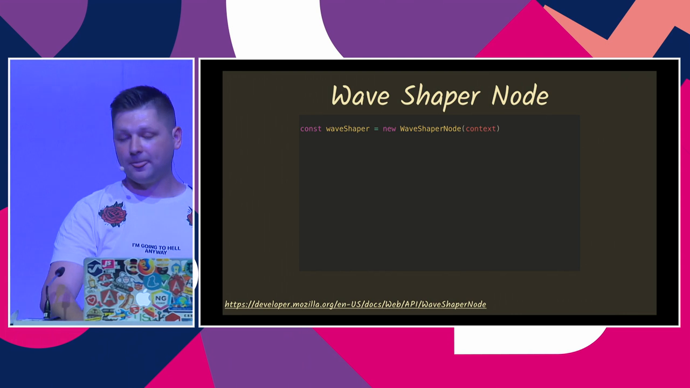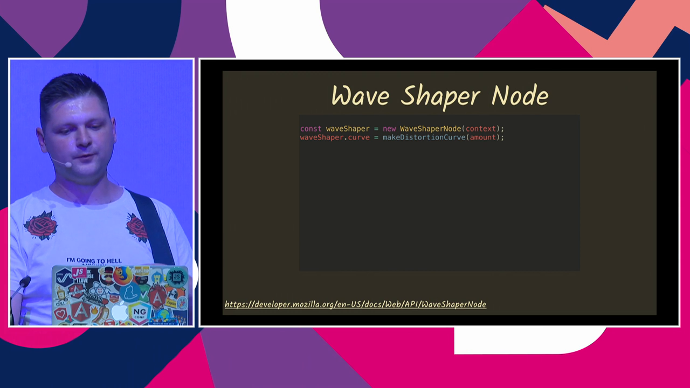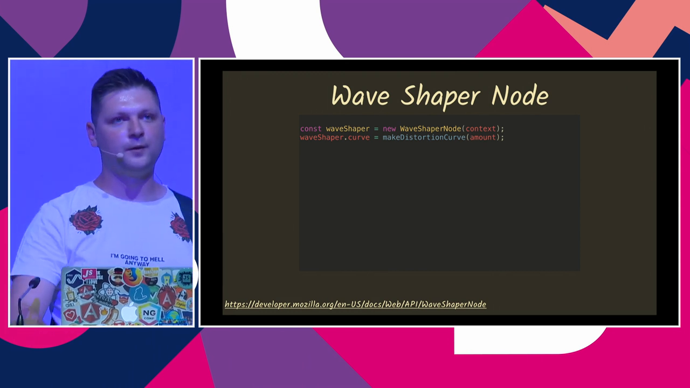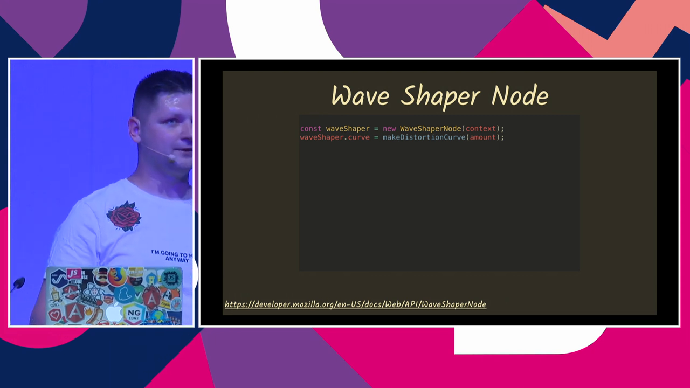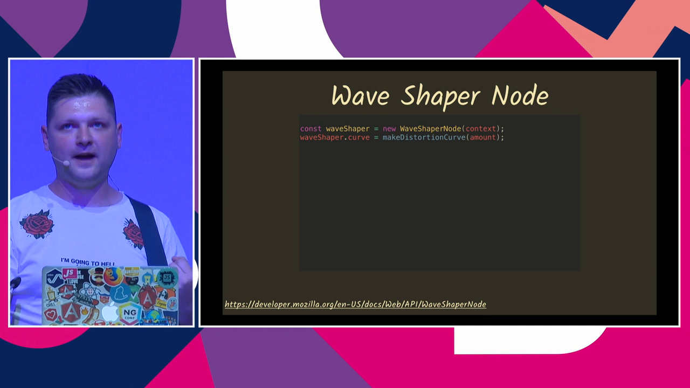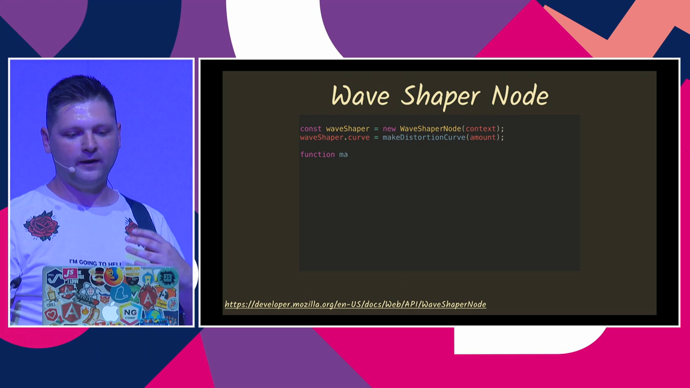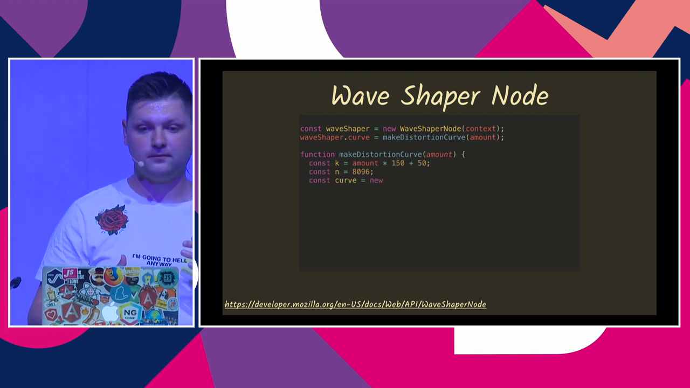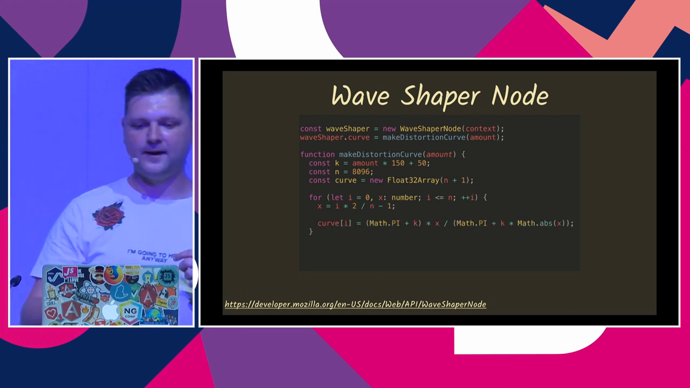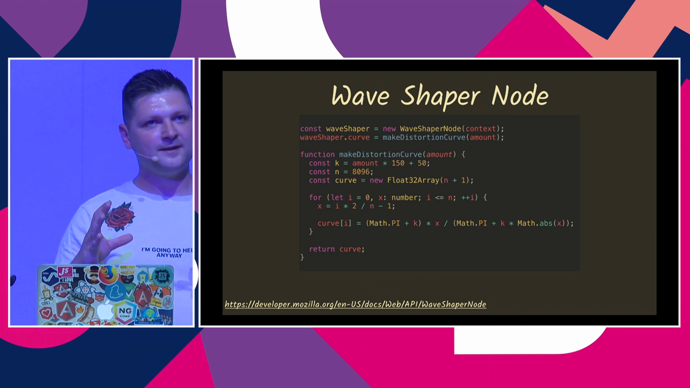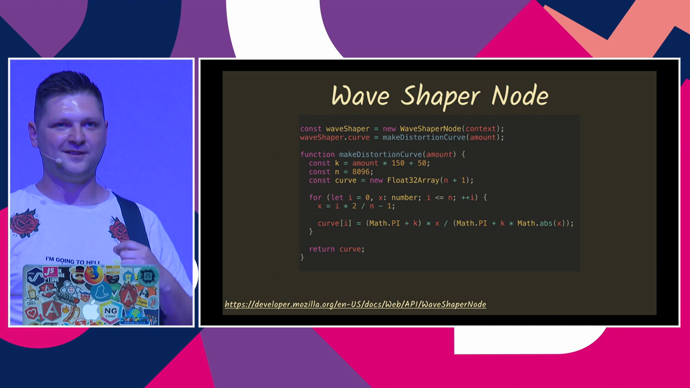To shape our input the way we want, we can use the wave shaper node. We can create it and apply a curve. The curve is a Float32Array containing numbers that will be applied by web audio and reshape our sound. So we create some array, loop through it, and apply our function. Then that function will be applied to our input to achieve the desired sound.